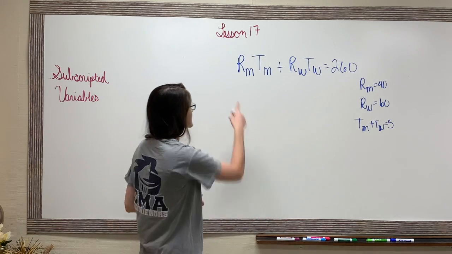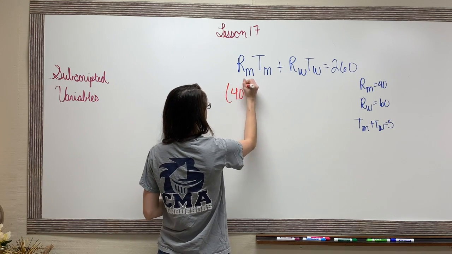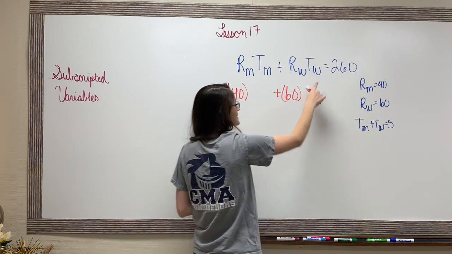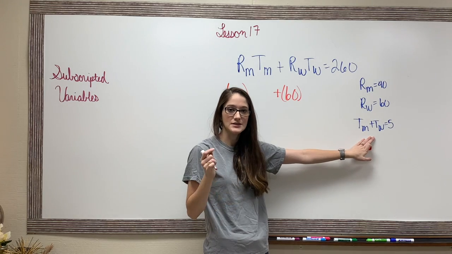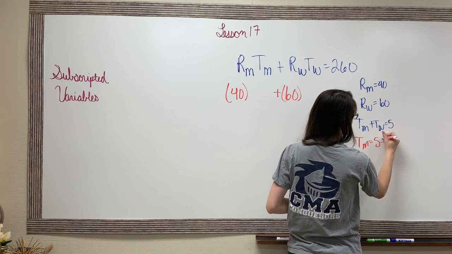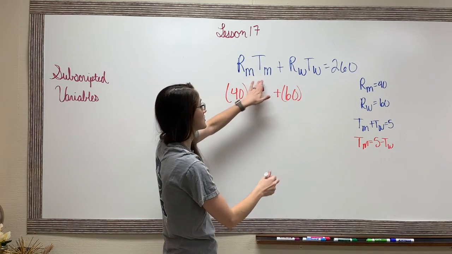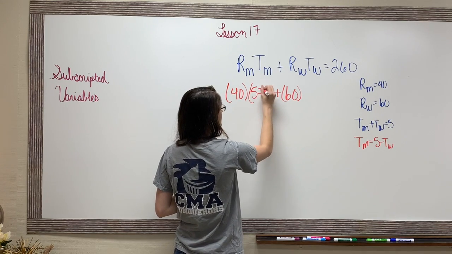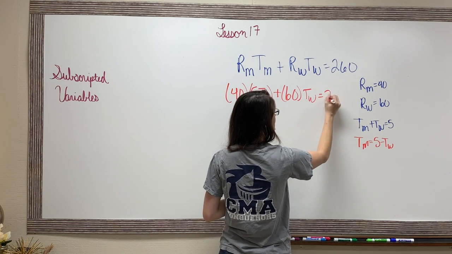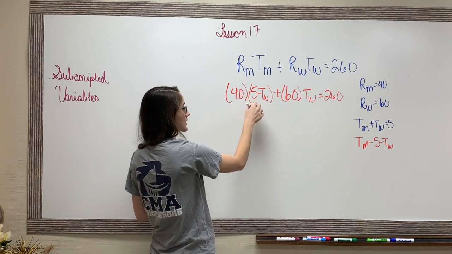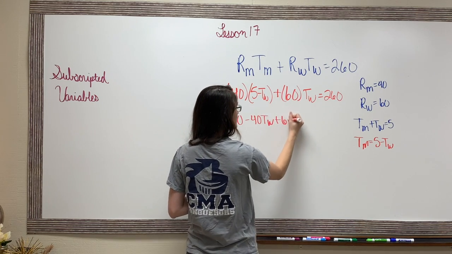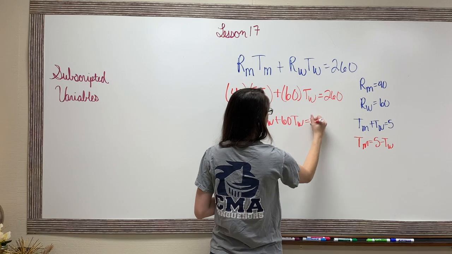So we're going to replace R of M with 40. And we're going to replace RW with 60. But TM and TW, neither of them are isolated. And so I'm going to need to choose which one I want to solve first. So I'm going to say TM equals 5 minus TW. And now I can use that as substitution right here. So this one, TW, is going to stay as is, and it's going to be the first thing that I solve for. So we're going to distribute 40 to 200 minus 40 TW plus 60 TW equals 60.